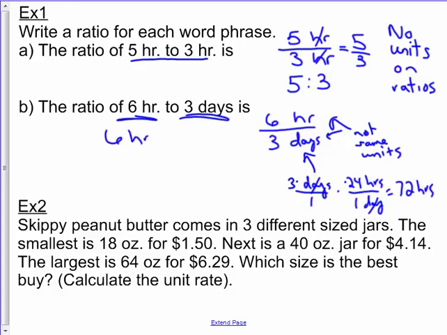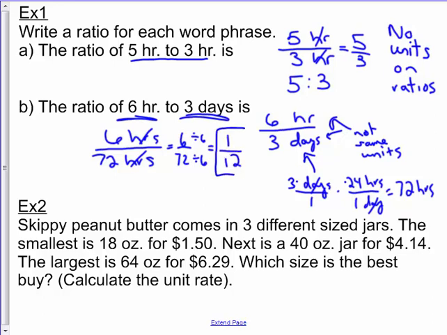So I'm going to rewrite it 6 hours over 72 hours. The hours now are going to cancel out, and then I have 6 over 72. I should simplify that, so I'm going to divide the top and the bottom by 6. When I do that, I get 1 over 12 here. So that's my ratio there, 1 over 12.